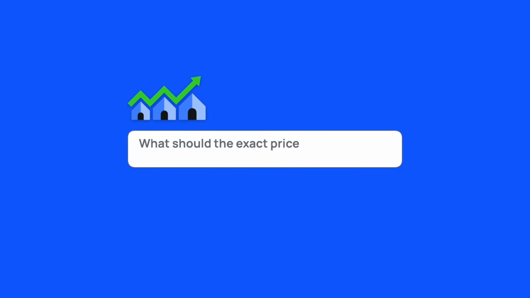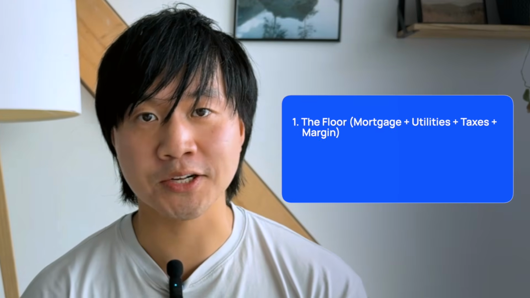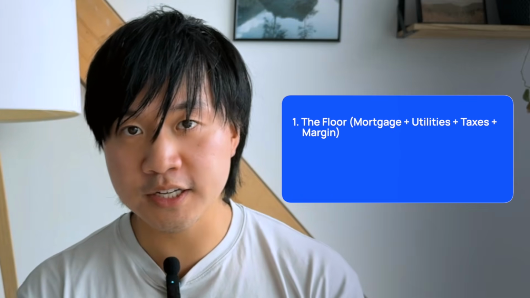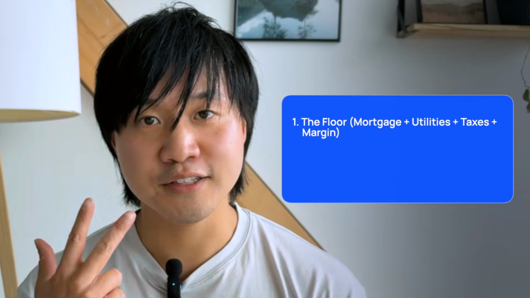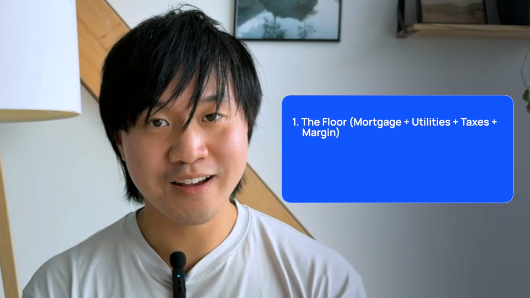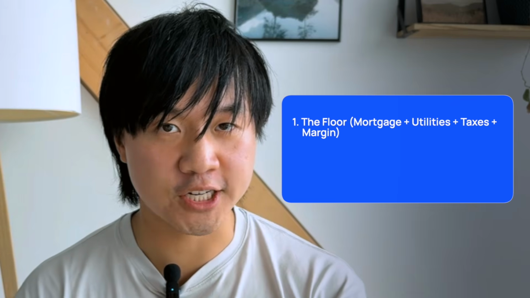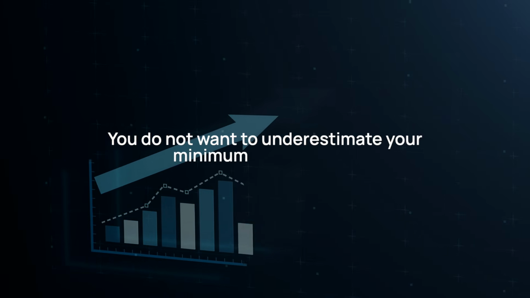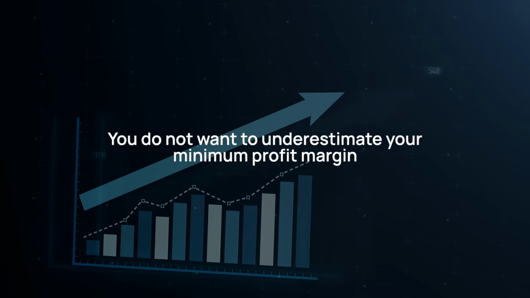So, what should the exact price of your vacation rental actually be? I'm going to help you calculate that. And it starts with a simple 3-part process. Step number 1 is determine your floor. The floor of your vacation rental consists of your mortgage, your utilities, your taxes, plus your minimum profit margin. And you do not want to underestimate your minimum profit margin.